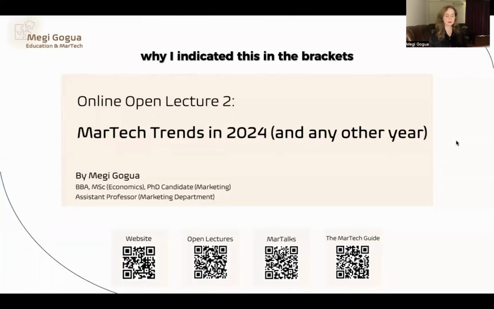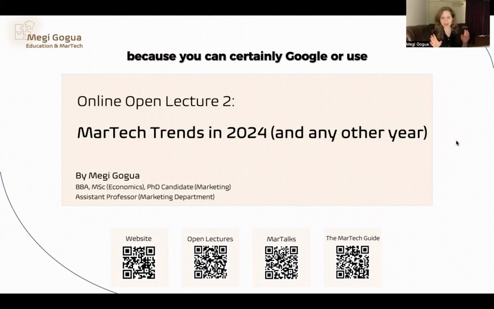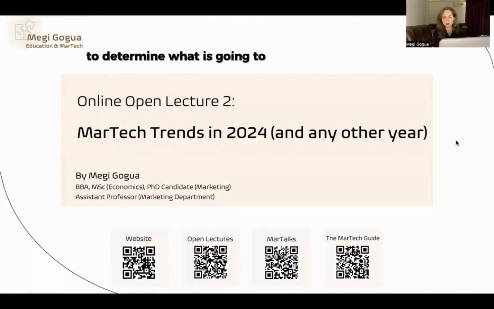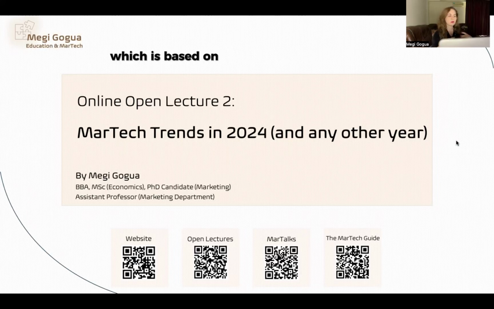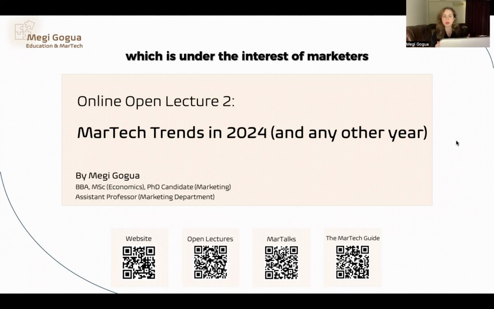Why did I indicate this in the brackets? Because you can certainly Google or use any other search engine to determine the numerical trend, for example, the percentage increase or decrease in the use of a particular tool or something else, right? But the interesting thing about MarTech is that you can try to either predict or untangle the trends that you can see as a statistical number, as some conceptual development, or maybe a trend based on the quote of someone who knows or owns the company which develops some interesting technology under the interest of marketers.